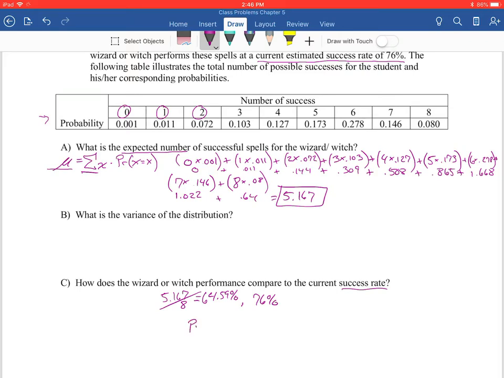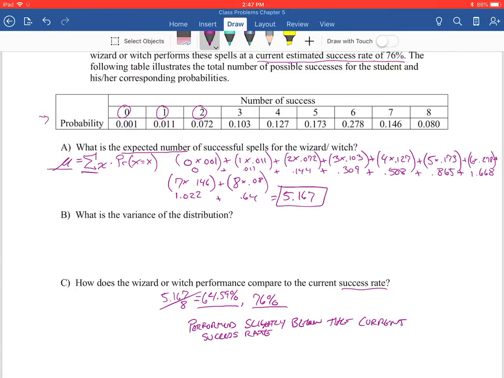Let me write that out. Perform slightly below the current success rate. And we can see that by taking their average number of successes that we got over 8, and you get their current success rate compared to the average success rate, and that's how we can determine that.